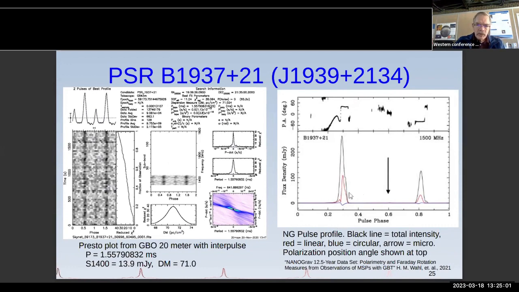They also show the Stokes profiles. Red is linear and blue is circular. This is the interpulse over here. So that matches what we see here from Green Bank.